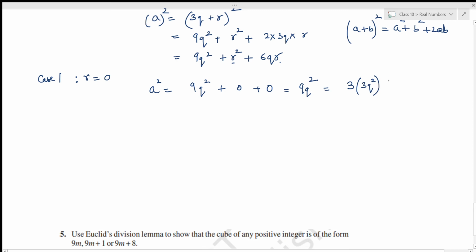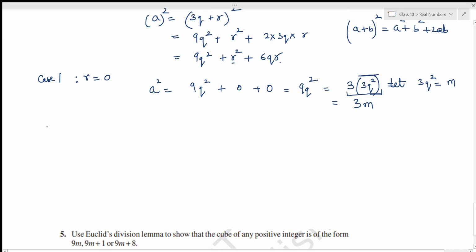Let 3q square be equal to some integer m. So I can say that this will become 3m. Fine, I can do this thing. It is in the form of 3m. This m can be this thing.